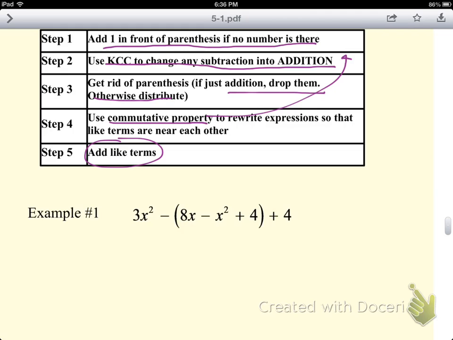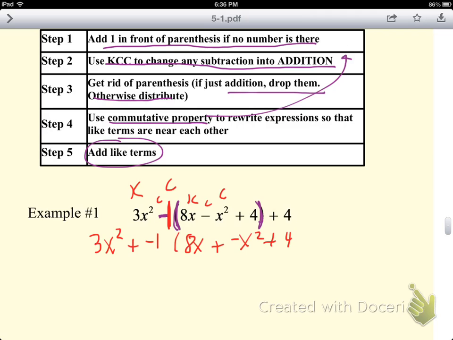Okay, so this expression happens to not have that 1 in front, so this whole quantity is supposed to be being subtracted. So the first thing I'm going to do is add a 1 right here, and the second thing that I'm going to do is do KCC. So I have 3x squared plus negative 1 times 8x. And I'm going to keep going with my KCC here. And that's still in parentheses, and I have that plus 4 outside.